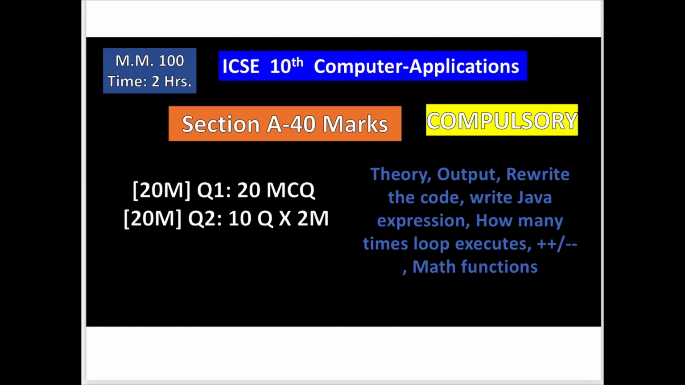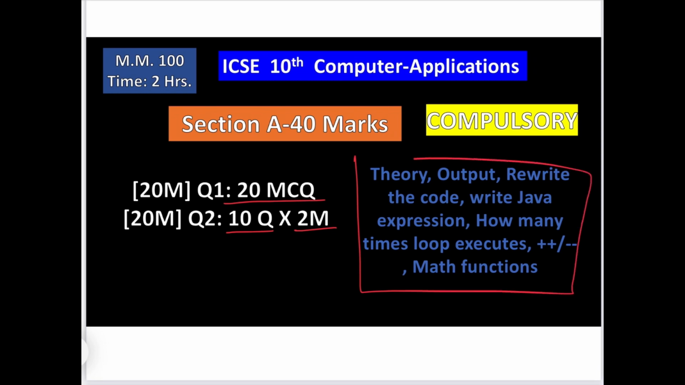This section is divided into two parts, question 1 and question 2. Question 1 is a 20 mark MCQ, and then question 2 is 10 questions, 2 marks each. Okay, now this section is divided into these topics. A question can come theoretical, a question may come for predict the output, or rewrite the code.